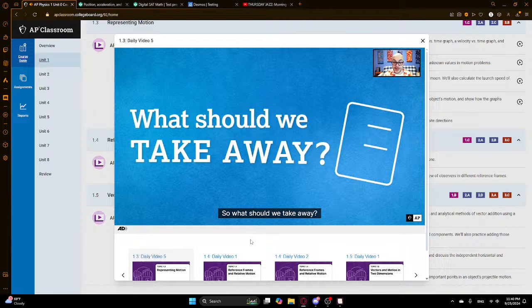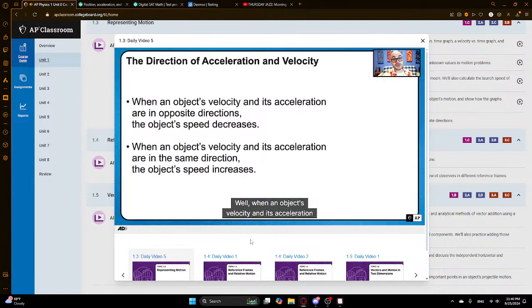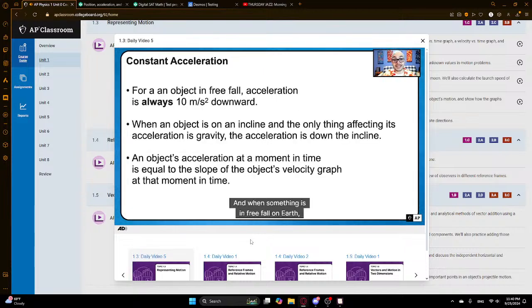So what should we take away? What's the big message here? Well, when an object's velocity and its acceleration are in opposite directions, the object's speed decreases. But when the velocity and the acceleration are in the same direction, the object's speed increases. And when something is in free fall on Earth, the downward acceleration is always 10 meters per second squared. It always points down. Gravity is always on. It's always down, and it's always 10 when you're close to the surface of Earth.